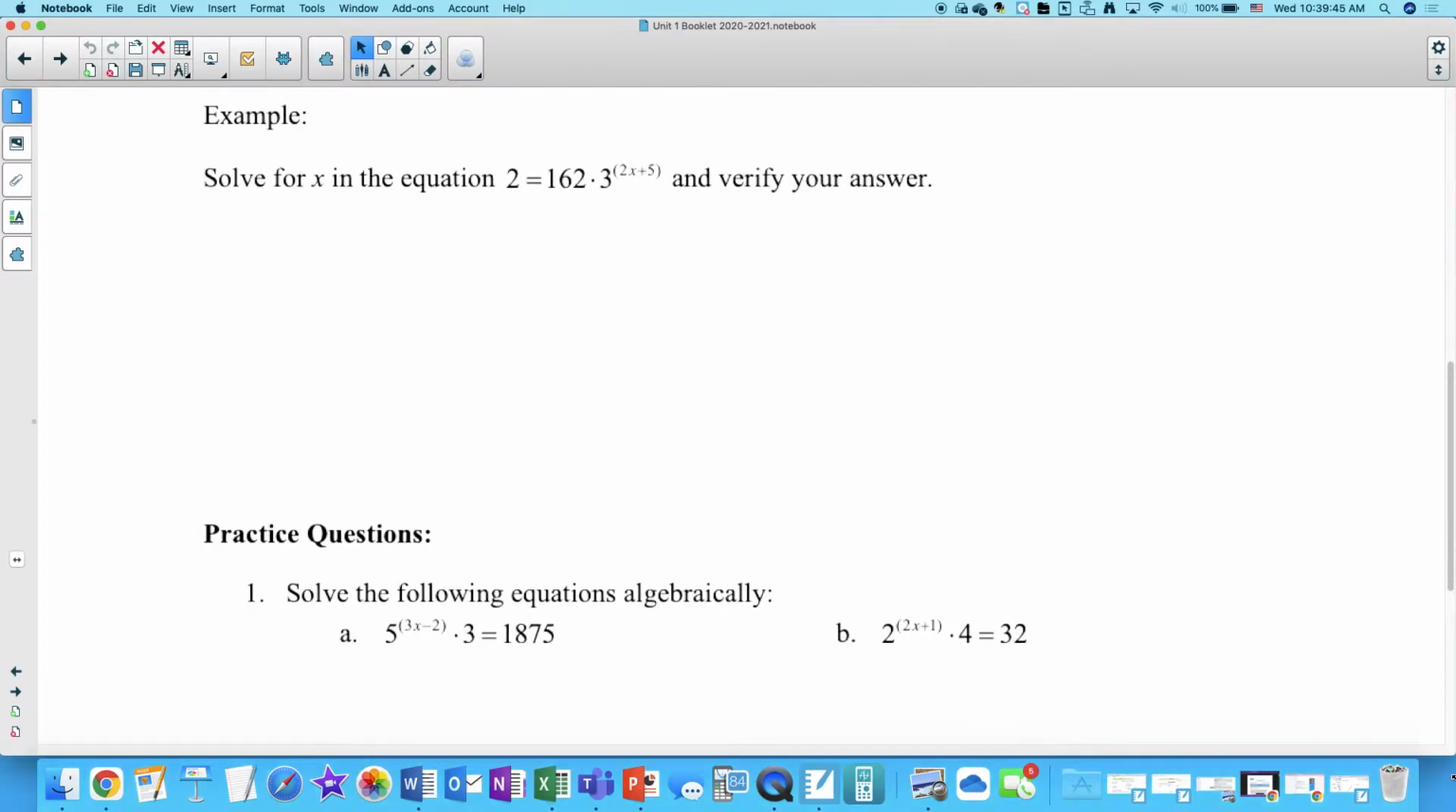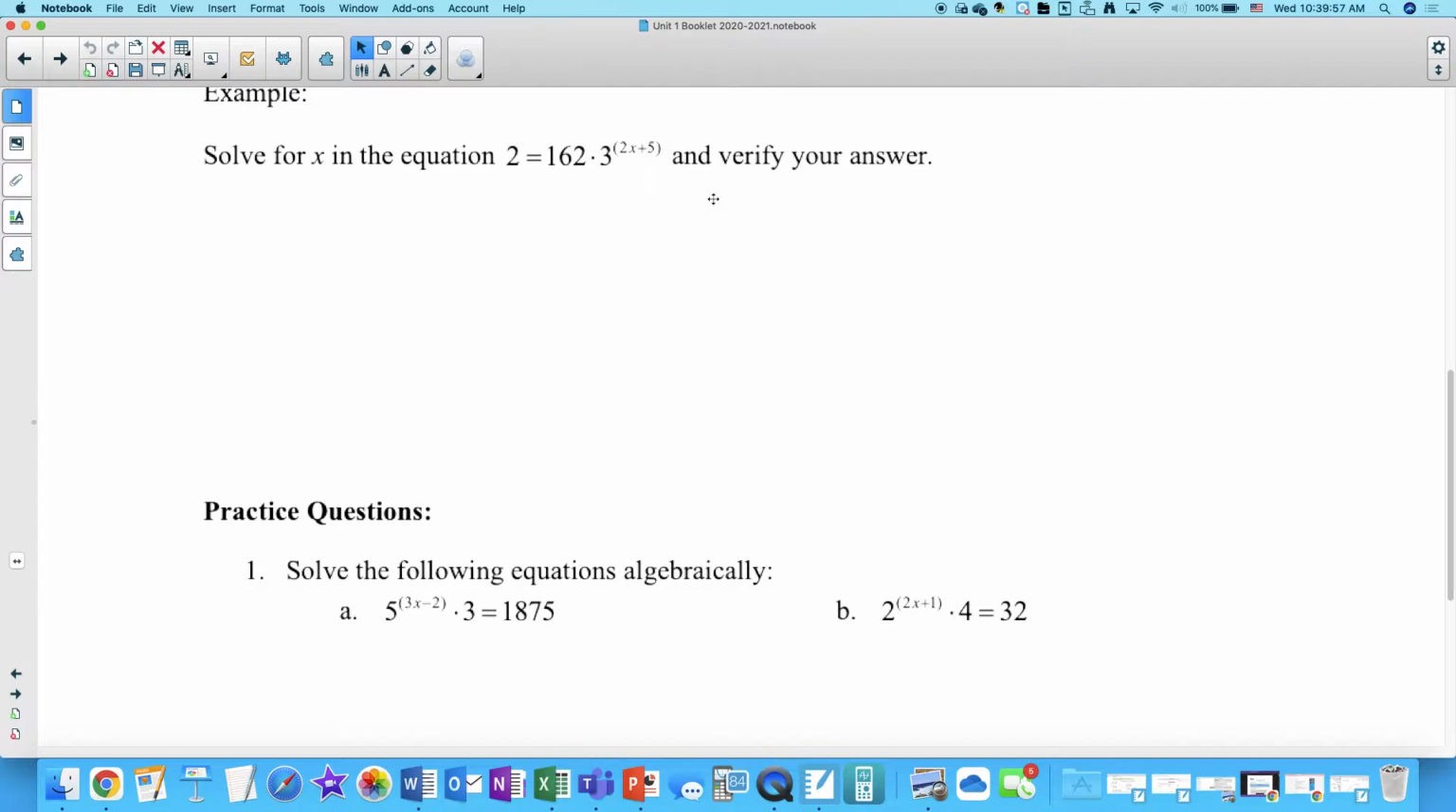Okay, so here we have this equation, 2 equals 162 times 3 to the 2x plus 5. What would you do first here? Where would you start? Yeah. Divide by 162 times 2.